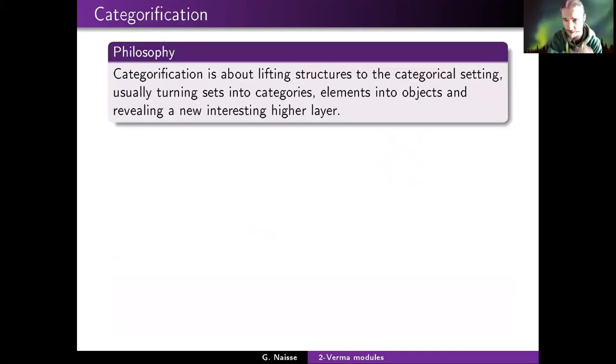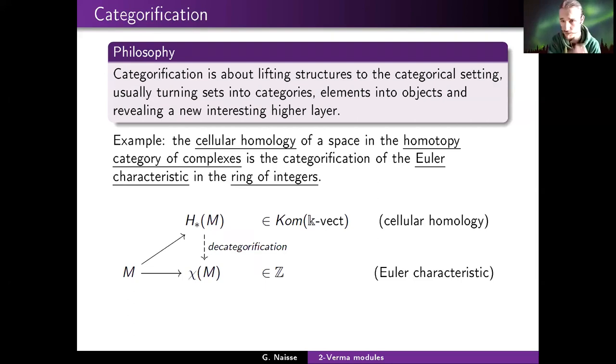And now the idea is to apply categorification on this. So categorification is not really like an algorithm, it's more like a philosophy about lifting structure to the categorical setting. So usually you will turn sets into categories, elements into objects, and reveal some new higher interesting layer. And in order to make this a bit more precise, I want to present you a classical example.